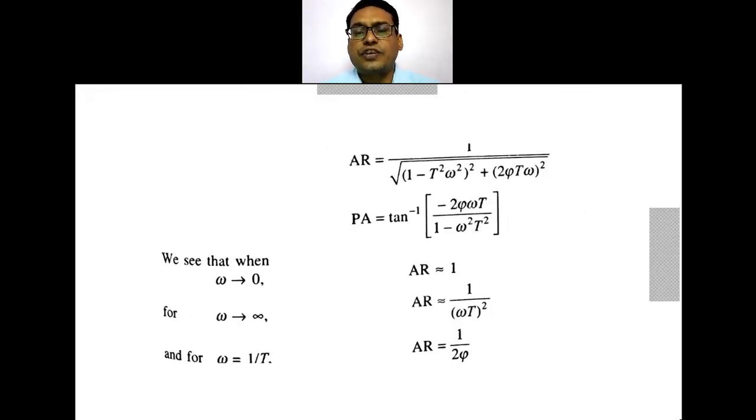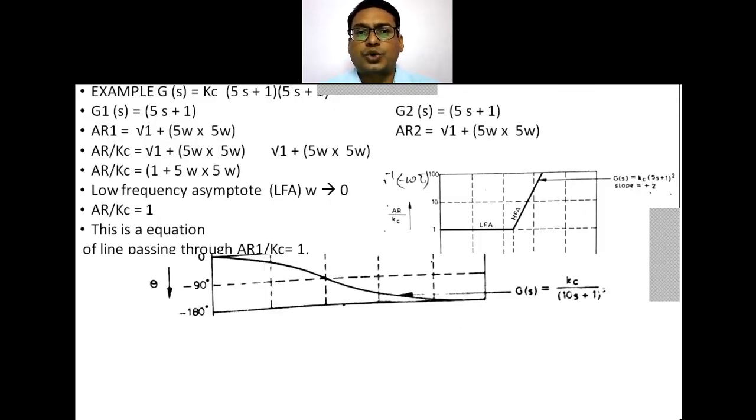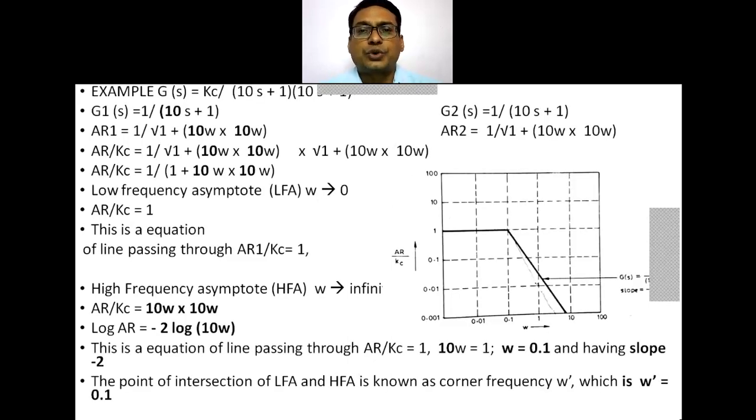So in case of the overall phase angle, it's the addition of the phase angles. However, in case of the amplitude ratio, the overall amplitude ratio is the multiplication of the individual transfer function amplitude ratios. So the overall amplitude ratio is the multiplication of the amplitude ratio of the first transfer function into the second. Taking out the under root, you will get the overall amplitude ratio equal to 1 upon 1 plus (10 omega) whole square.